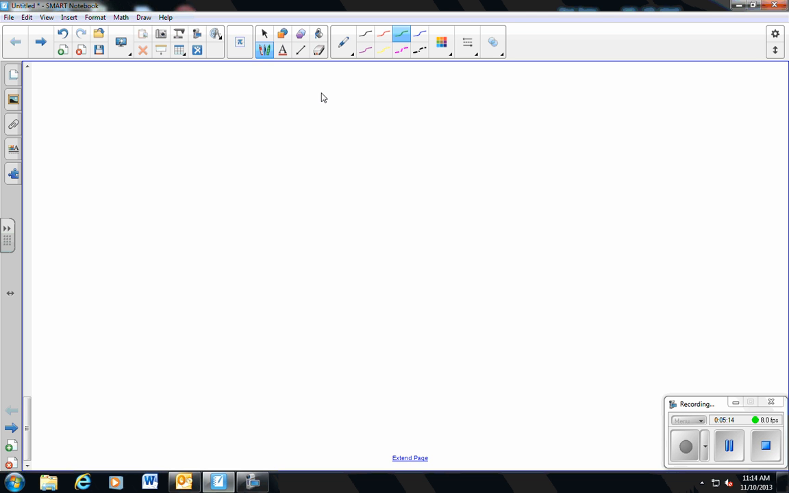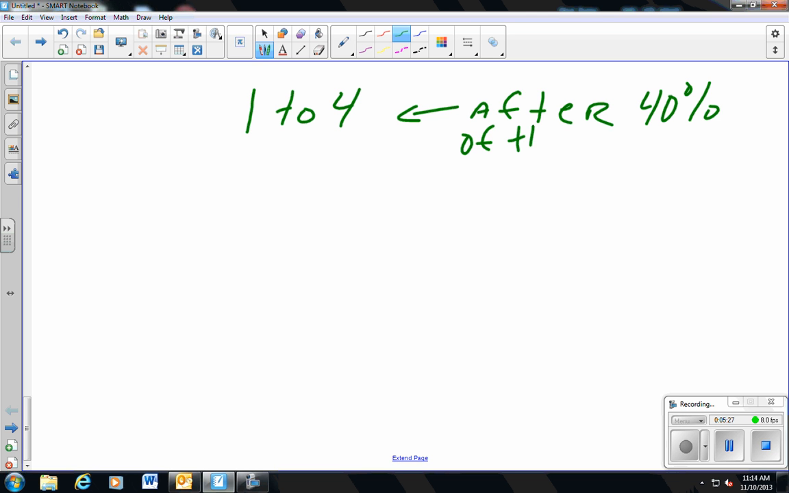So first is our ratio of 1 to 4. It always helps to write everything out, label things, put your thoughts to paper. So this is after 40% of the girls left. That was the ratio after 40% of the girls left. Now, before 40% left, that number of boys would still be 1. So it's 1 to something. We've got to figure out what that something is. So 1 to 4 after they left, and 1 to what before they had left.